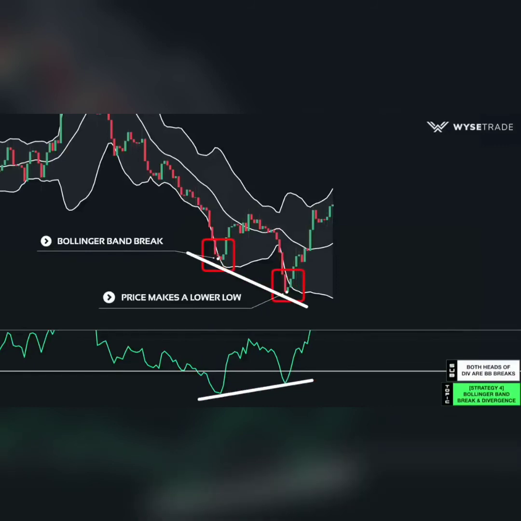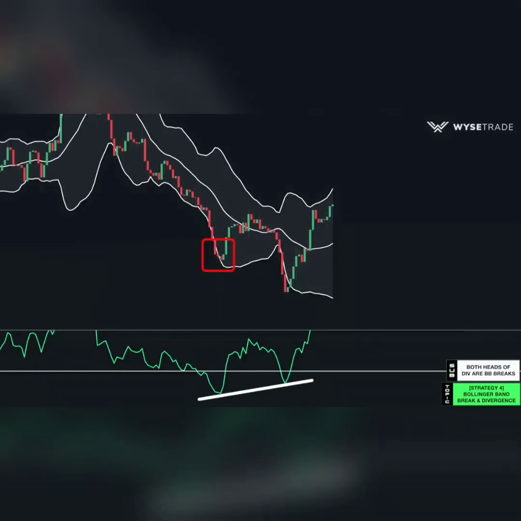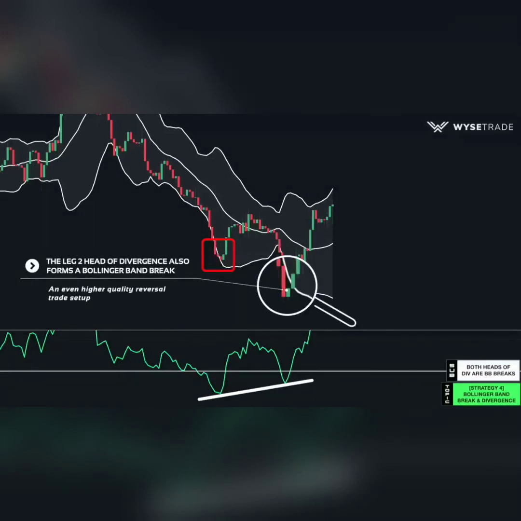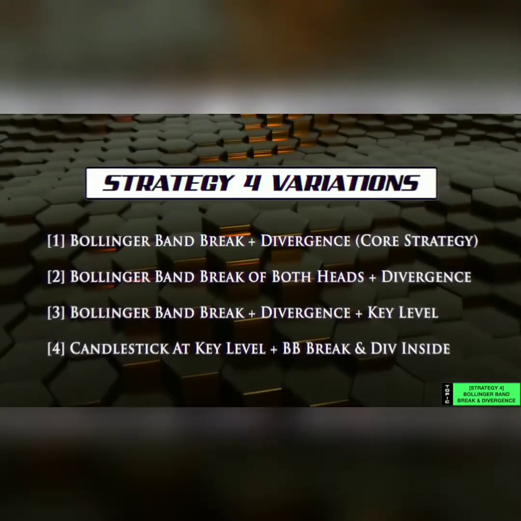And RSI divergence. Now the key here is that the second head that formed the divergence also forms another Bollinger Band break. This divergence type, where both the heads break outside of the band, is an even higher quality reversal trade setup. So moving to the next variation.